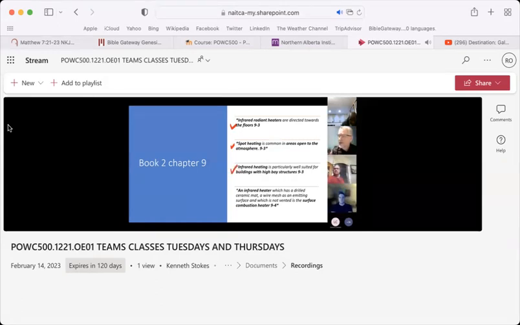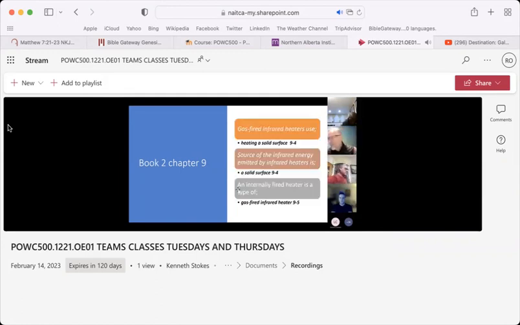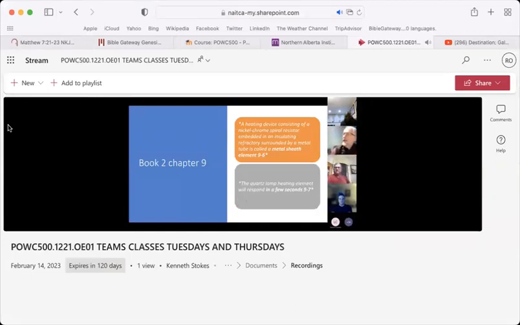Infrared heating is well suited for buildings with high bay structures. An infrared heater which has a drilled mat with wire mesh as an emitting surface and is not vented is called a surface combustion heater. Gas-fired infrared heaters use a solid heating surface. The source of infrared energy emitted by infrared heaters is a solid surface. And an internally fired heater is a kind of gas-fired infrared heater. A heating device consisting of a nichrome spiral resistor embedded in refractory surrounded by a metal tube is called the metal sheath element.